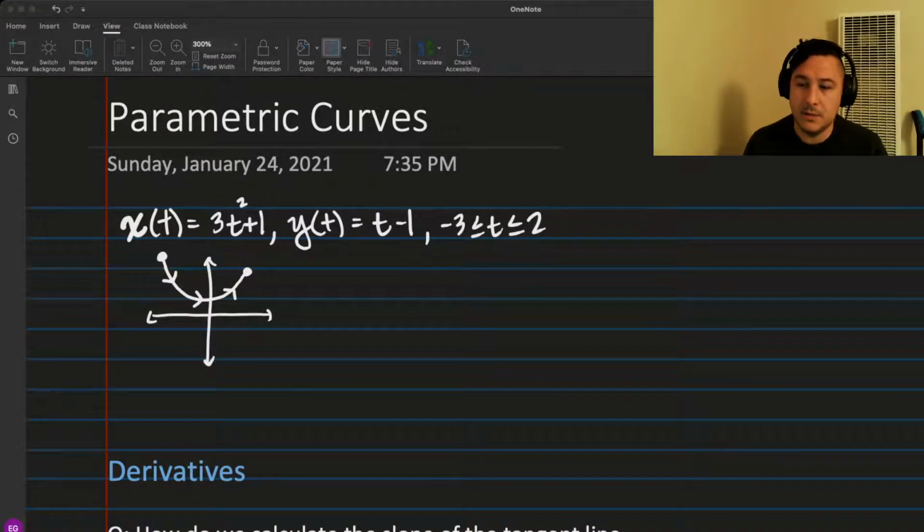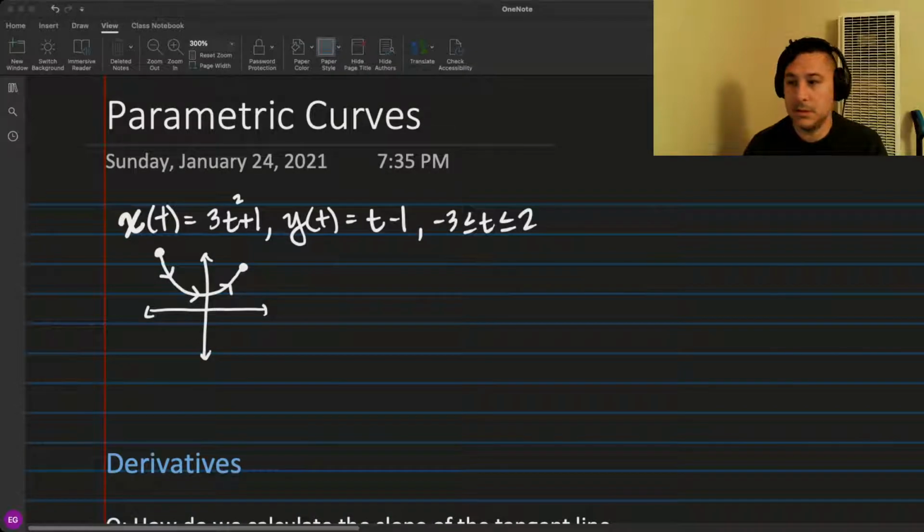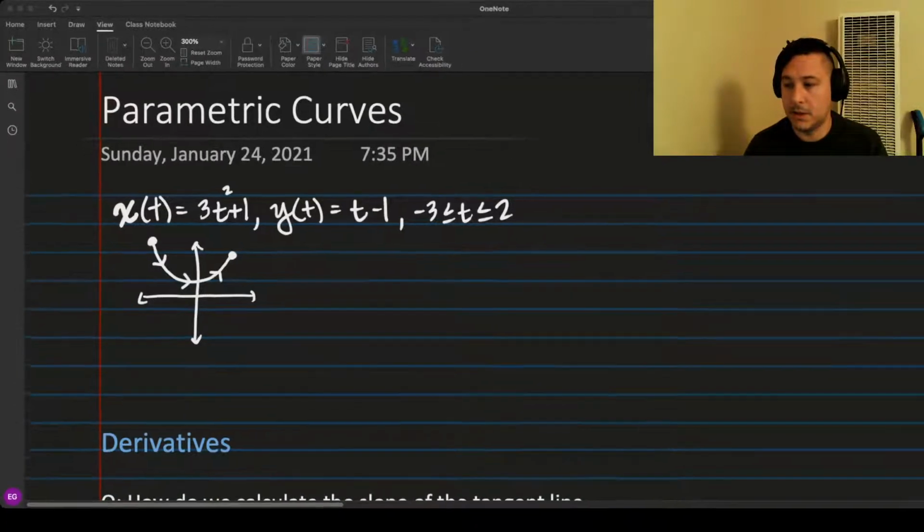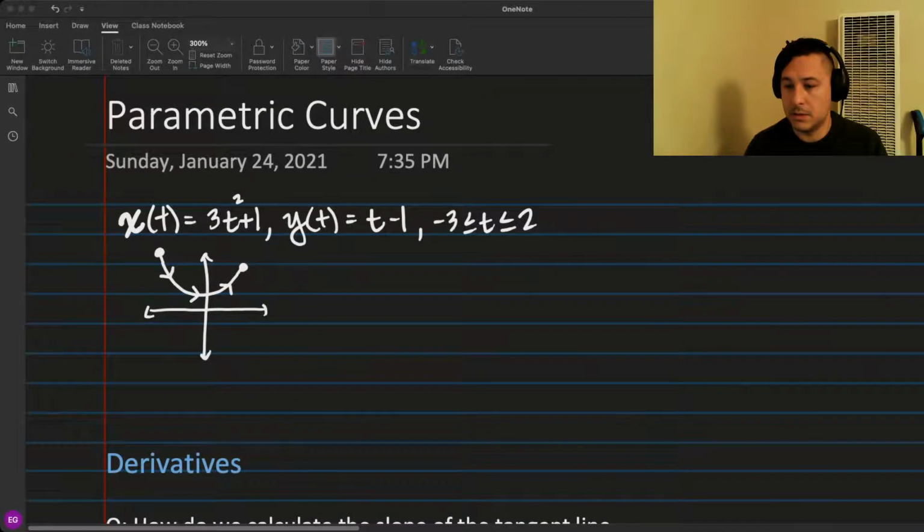In Calculus 1, what did we learn to do with these sorts of graphs? What was Calc 1 all about? What did we learn about in Calc 1? Okay, people are typing in the chat. Let's see what they say. Yeah, finding the slope and limits.